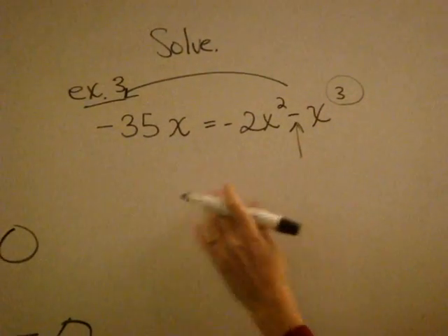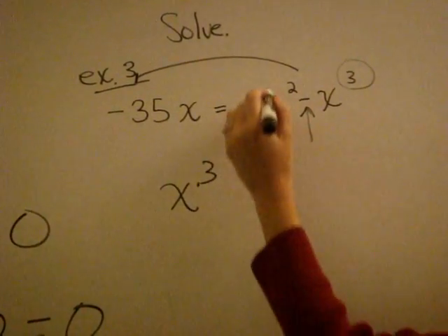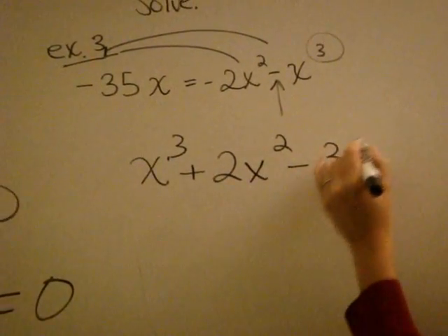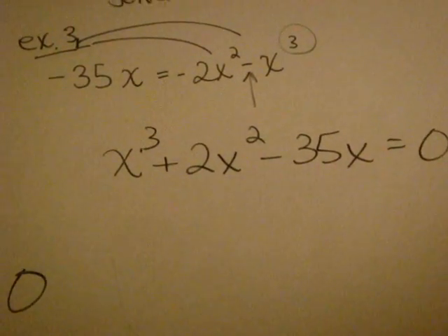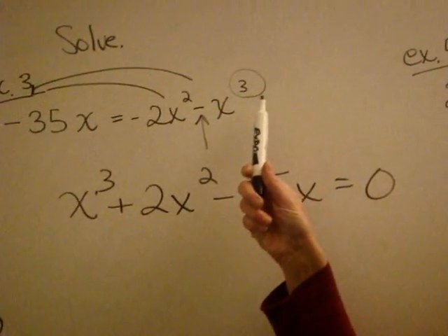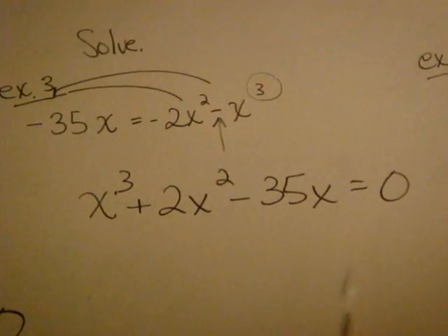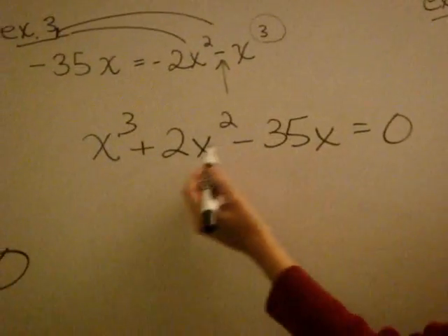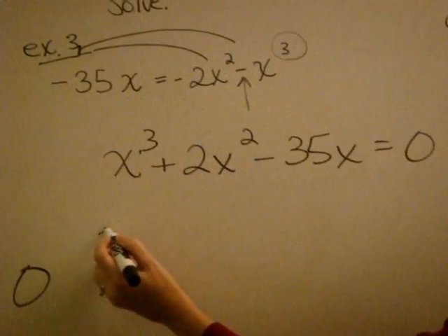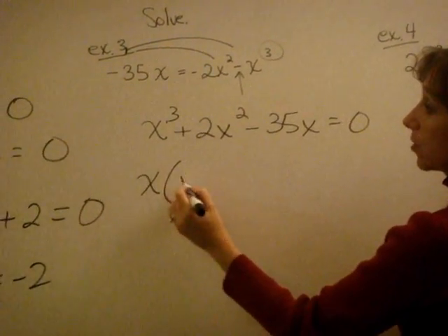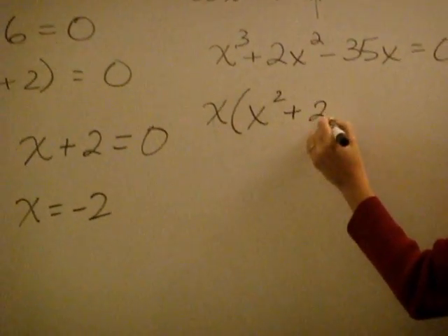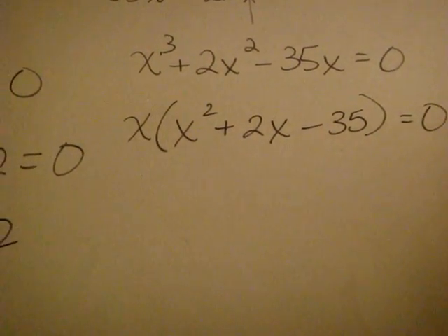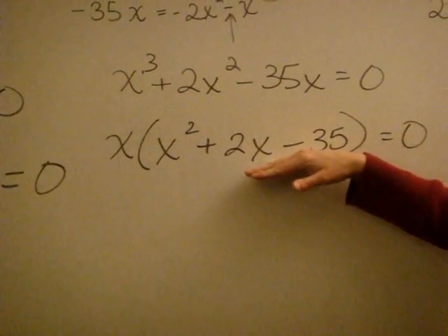It makes it easier. So we're going to get x cubed. I'm going to bring this one over. Plus 2x squared minus 35x equals 0. So if it's a power of 2 or higher, we need to set it equal to 0. Once you set it equal to 0, you have to factor. So I can see there's a common factor of an x. So I'm going to take an x out, and I'm going to get x squared plus 2x minus 35 equals 0. And then we can continue factoring this.